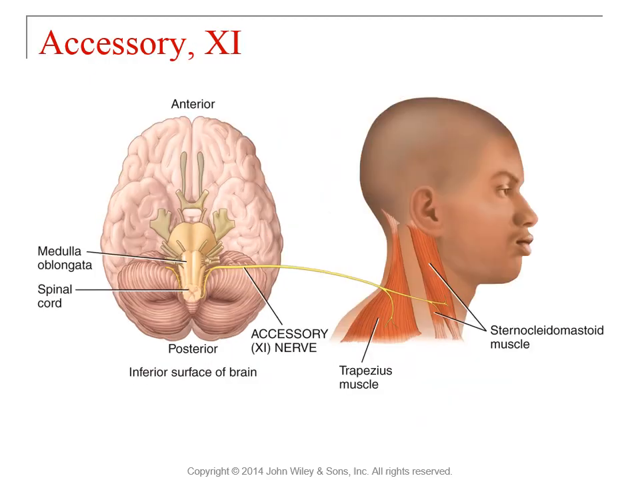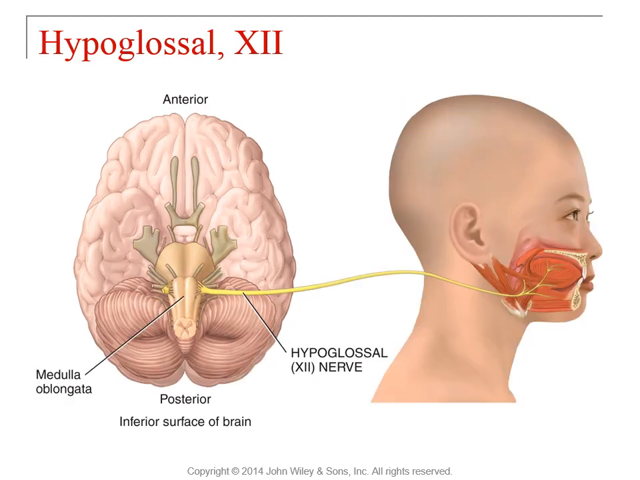Accessory nerve is going to be purely motor. This is going to branch off the spinal nerves as well as the medulla oblongata. It's going to control both the traps and also the sternocleidomastoid. Hypoglossal nerve is purely motor. It's going to control most of the hyoid muscles, the geniohyoid muscles, and the glossus muscles. This is going to branch also off the medulla oblongata.